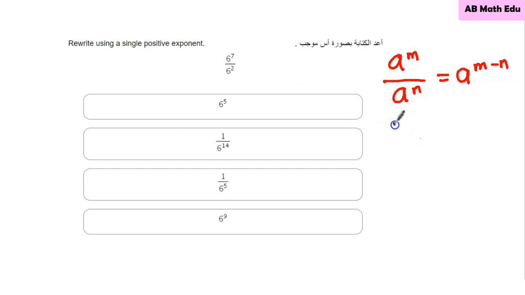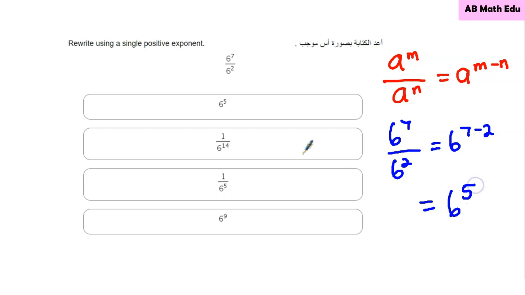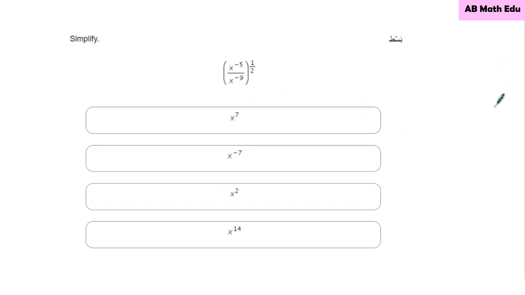So here, 6 to the power 7 divided by 6 to the power 2 will be just 6 to the 7 minus 2, and that will give us 6 to the power 5. And that is this. Great. So here we continue to use the exponential law we have already covered.